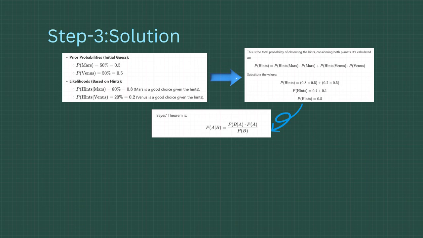Now we will use Bayes theorem. So Bayes theorem is the probability of A given B equal to the probability of B given A multiplied by the probability of A, divided by the probability of B. That is the probability of A being true given B.